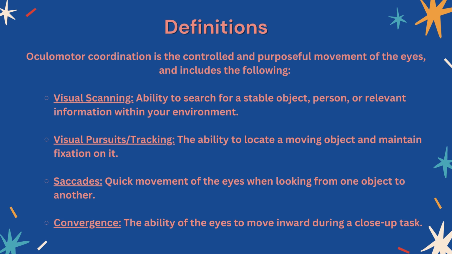The next one is visual pursuits and tracking, which is the ability to locate a moving object and maintain fixation on it. The main difference between visual scanning and visual pursuits and tracking is that with visual scanning, the object is stable or not moving, and with visual pursuits and tracking, the object is moving. So the eyes have to be able to locate the object while it's moving and maintain focus on it as it continues to move.